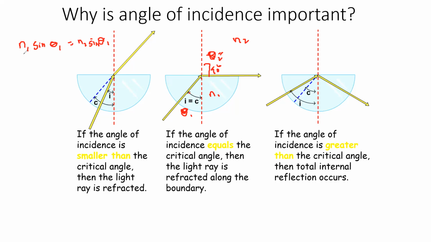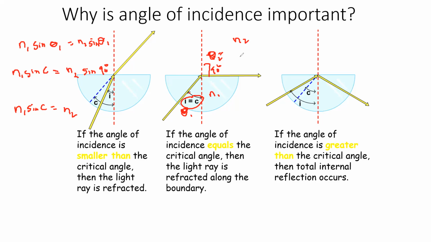N1 sine theta 1 is equal to N2 sine theta 2. So N1 is the refractive index of medium 1, and theta 1 is the angle in medium 1. In this example, the second figure, that is the critical angle. So I can say N1 sine C, where C means critical angle, equals N2, the refractive index of medium 2, times sine 90, because the angle of refraction is always 90. So N1 sine C is equal to N2.